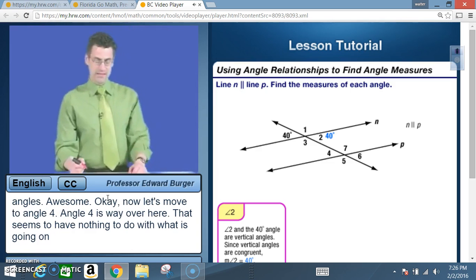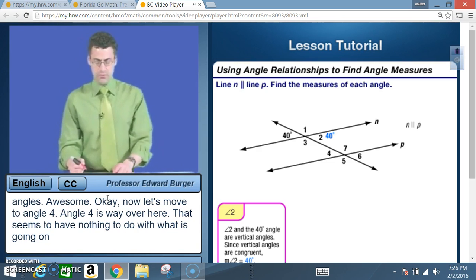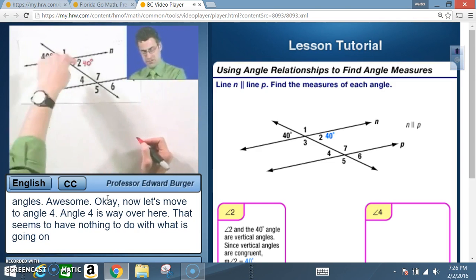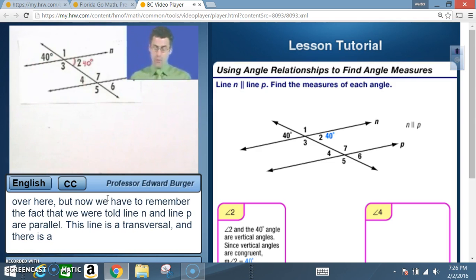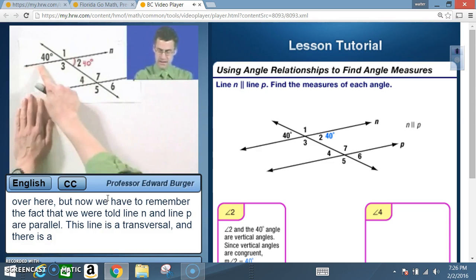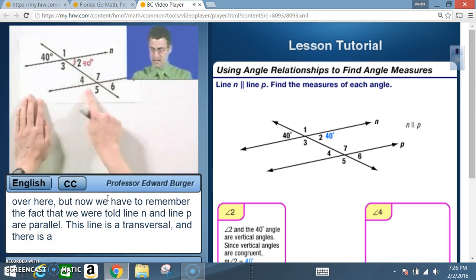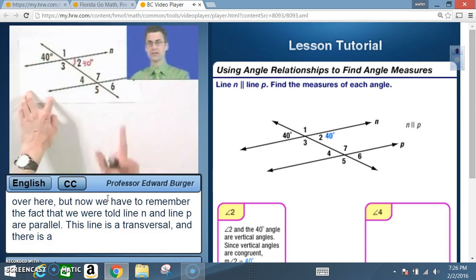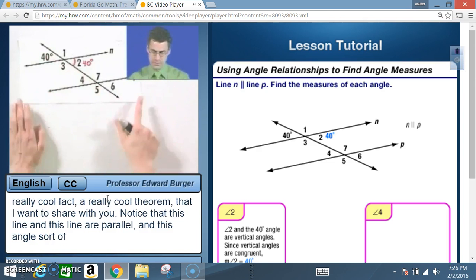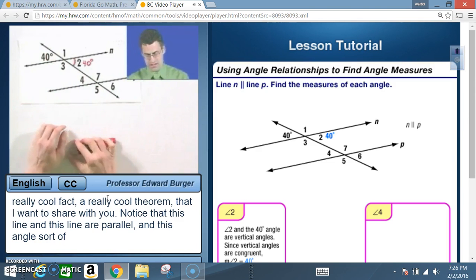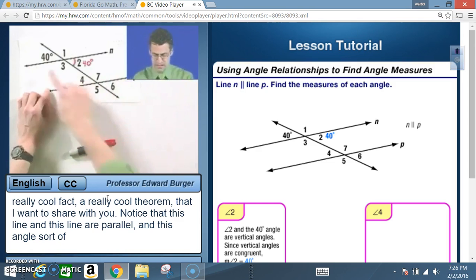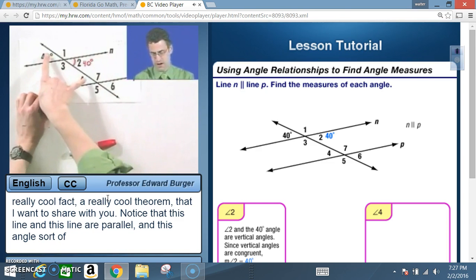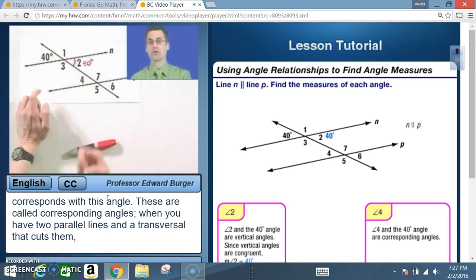Awesome. Okay, now let's move to angle 4. Angle 4 is way over here. That seems to have nothing to do with what's going on over here, but we have to remember that we were told that line N and line P are parallel, and this line is a transversal. There's a really cool theorem that I want to share with you. If we think about this line and this line as parallel, then this angle corresponds with this angle. These are called corresponding angles.